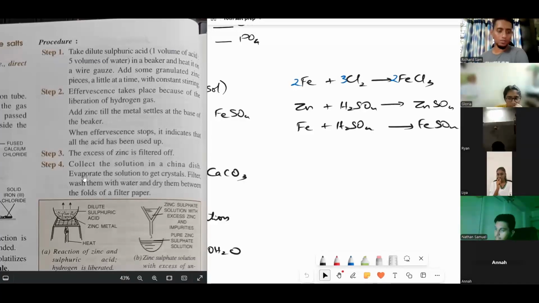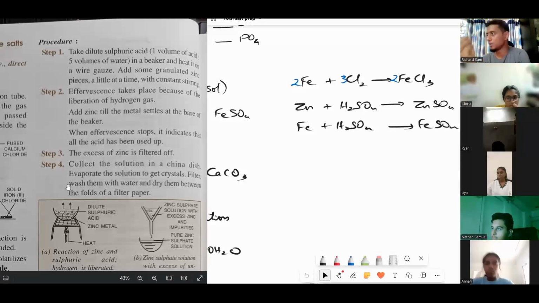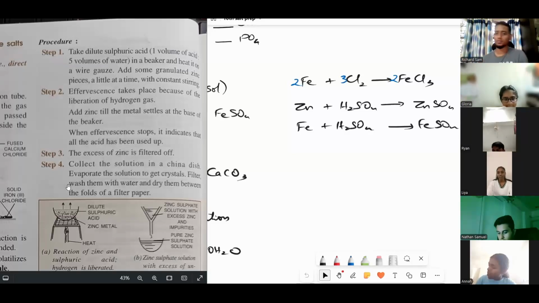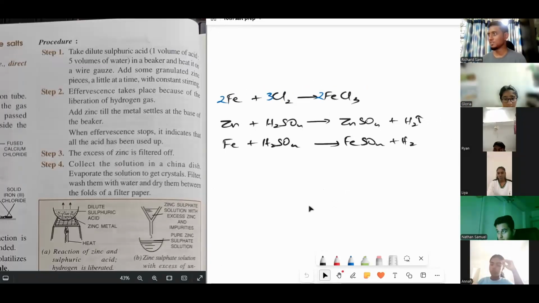Heat it on a wire gauze. Add some granulated zinc pieces a little at a time. Granulated means powdered zinc. Okay, so you're mixing sulfuric acid with zinc. Effervescence takes place. What is effervescence? Effervescence means bubbles are formed. Okay, what are these bubbles? Bubbles of what? Bubbles means some gas should be produced. So which gas is produced? Hydrogen. Okay, so when hydrogen is formed, you will see bubbles being formed.